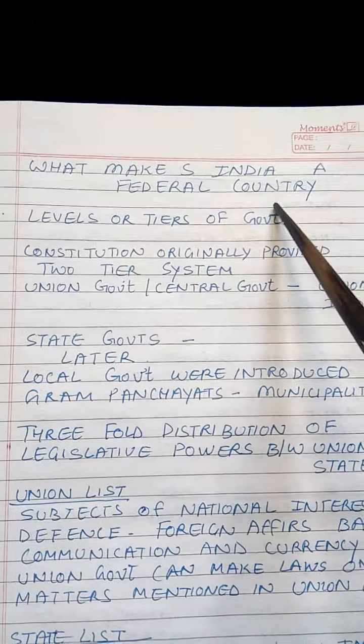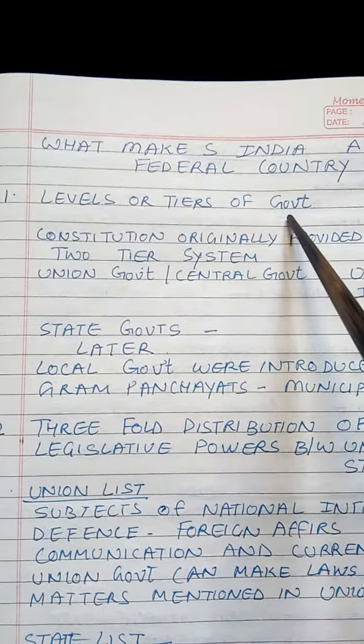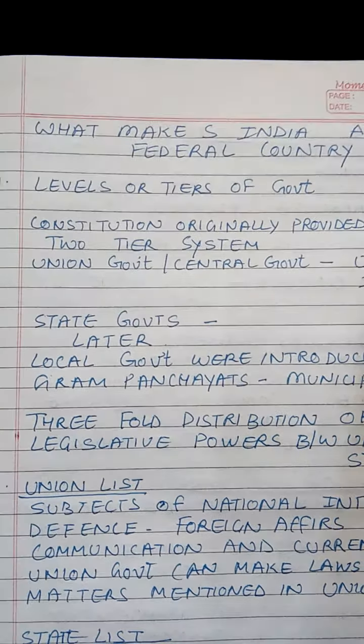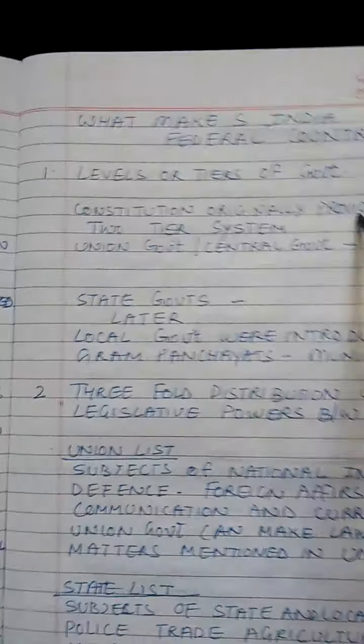Okay, now we will discuss what makes India a federal country. What was the first feature that we discussed? More than one level of government. Do you think there are more than one level of government in India? Yes, we have central government and we have state governments.